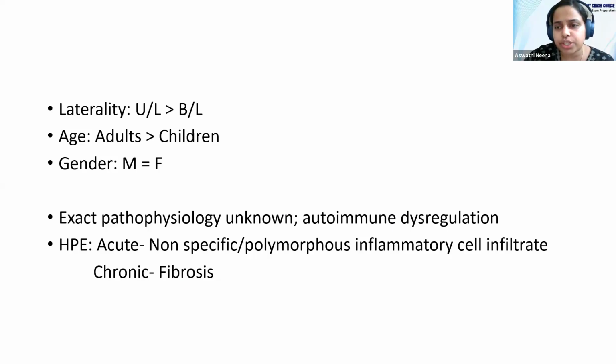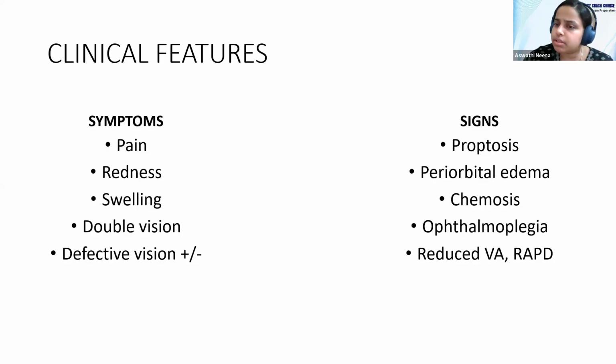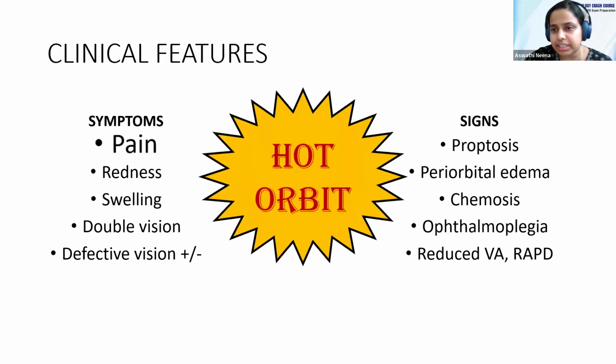The exact pathophysiology remains unknown, but autoimmune dysregulation fits the bill mostly. Histopathologically, in acute stages, a polymorphous inflammatory cell infiltration without any specific cell can be seen, and in chronic stages, there's a lot of fibrosis. Clinical symptoms more or less resemble a hot orbit. The main characteristic clinical feature is that it is usually painful and more acute.